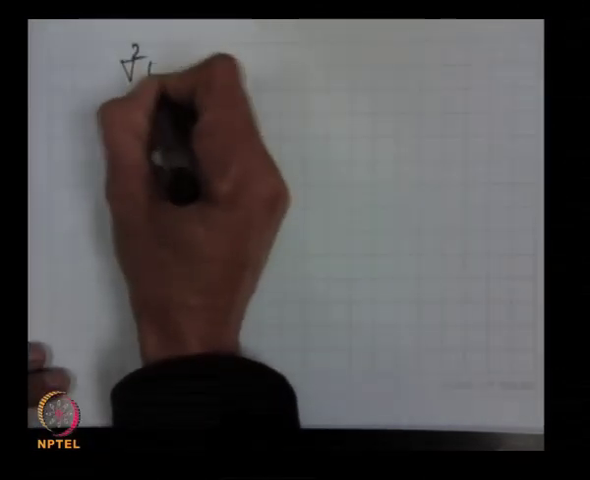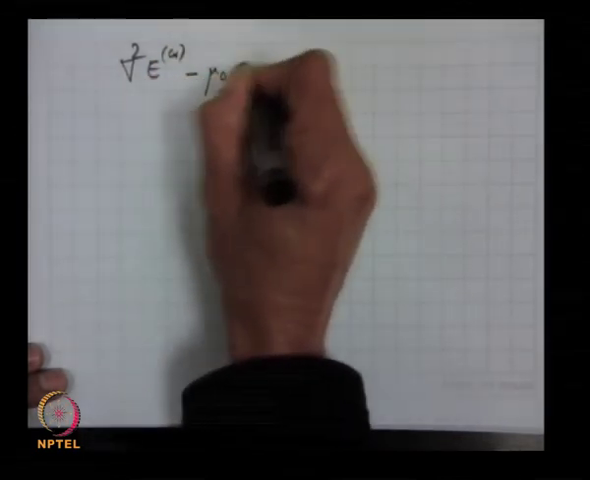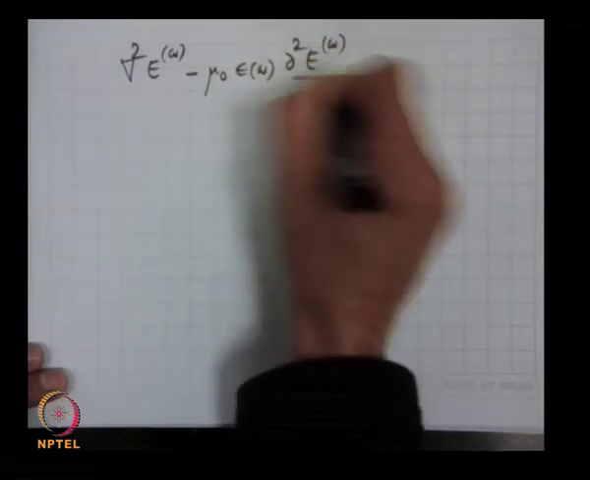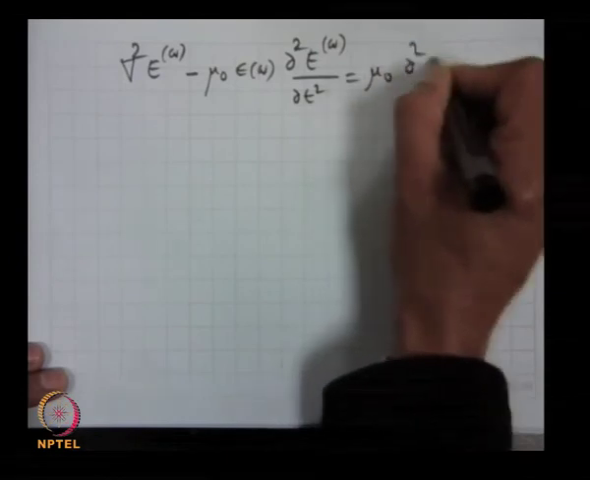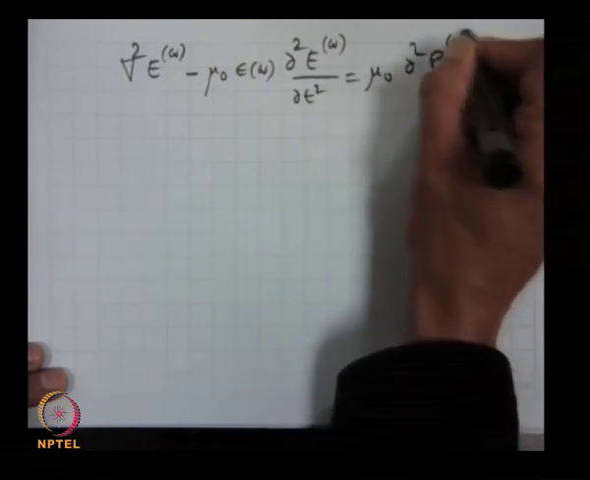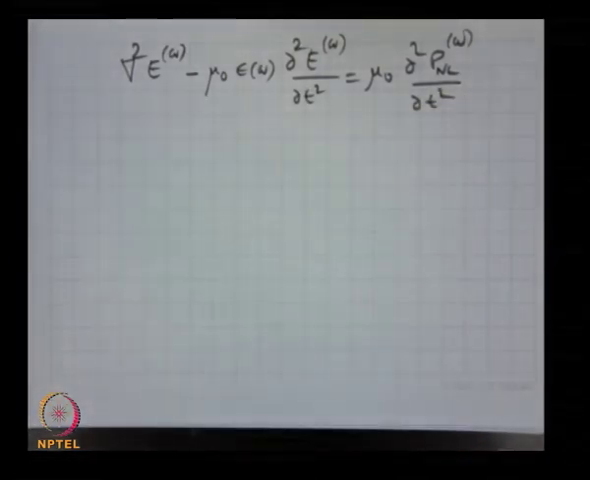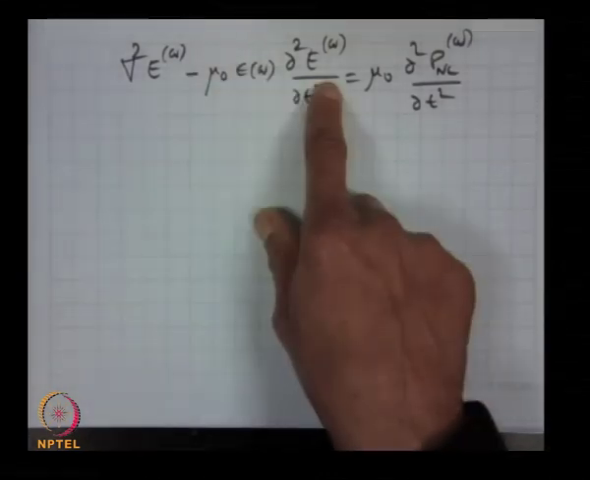I would have solved this equation: del square E of omega minus mu naught epsilon of omega del square E of omega by del t square is equal to mu naught del square P nonlinear at omega by del t square. Remember this equation we had derived right in the beginning, where the electromagnetic field at a frequency and the nonlinear polarization at that frequency satisfy this equation.